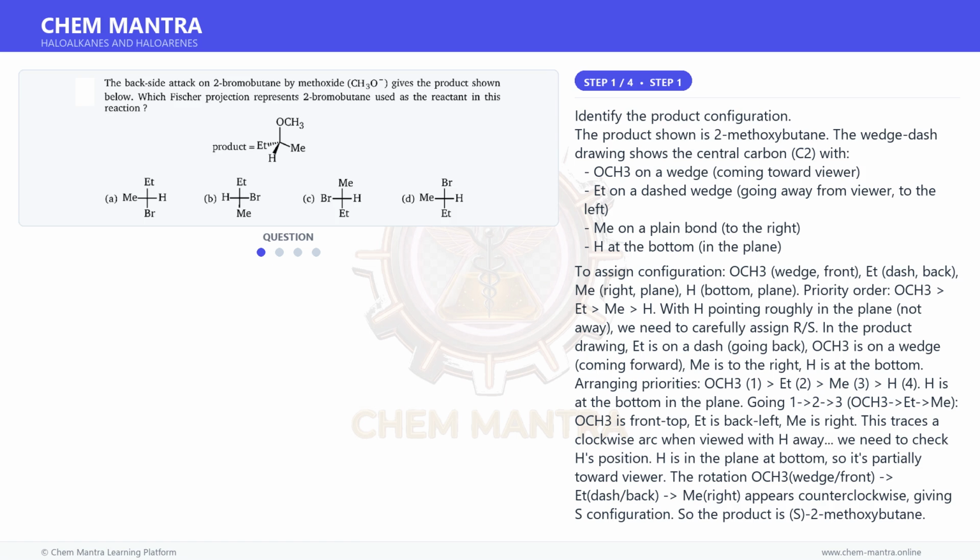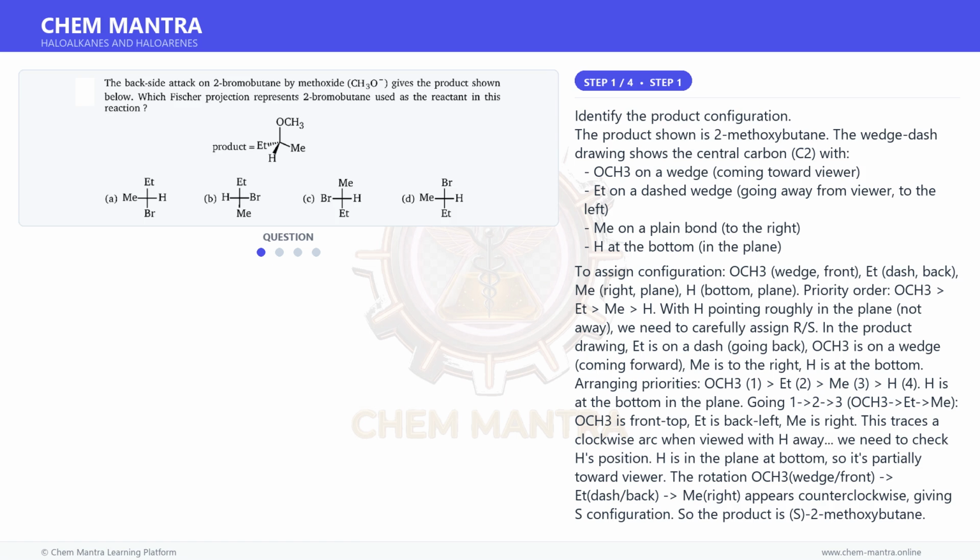Priority order: OCH3, Et, Me, H. With H pointing roughly in the plane, not away, we need to carefully assign R/S. In the product drawing, Et is on a dash, going back, OCH3 is on a wedge, coming forward, Me is to the right, H is at the bottom. Arranging priorities: OCH3 1, Et 2, Me 3, H 4. H is at the bottom in the plane.